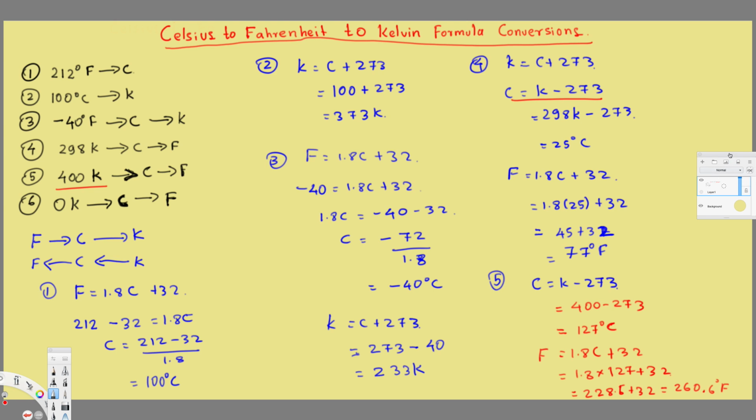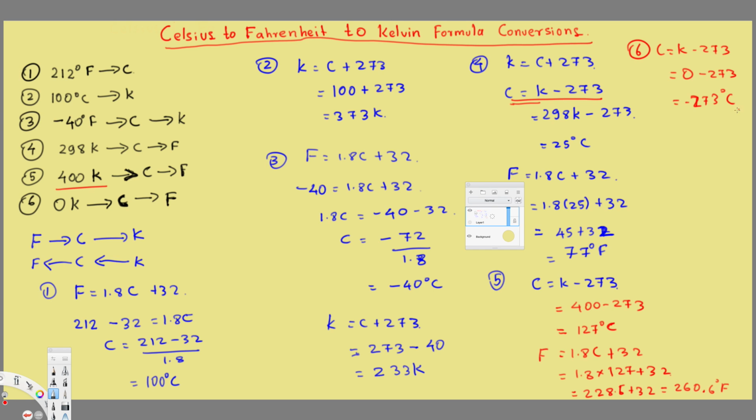So let's do the last one, the sixth part. We have something in 0 Kelvin, right? So we are going to convert it into Celsius. We are going to use the same thing right here. C is equal to K minus 273. Here we have 0 Kelvin minus 273. It's going to be minus 273 degrees Celsius.